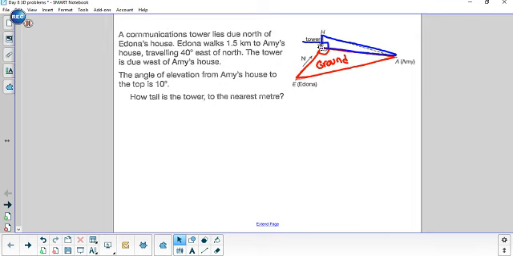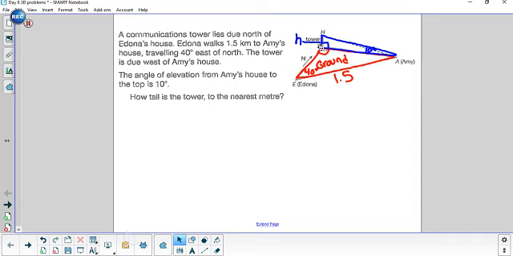So now we can fill in the information from the question. It says Idona walks 1.5 kilometers to Amy's house. So the distance between Idona and Amy is 1.5. It also tells us that she's traveling 40 degrees east of north. So that's where the 40 degrees would be in this particular case. The tower is due west of Amy's house, and the angle of elevation from Amy's house to the top of the tower is 10 degrees. So the angle measure there is 10 degrees. We ultimately want to determine the height of the tower, so I'm going to call that h.